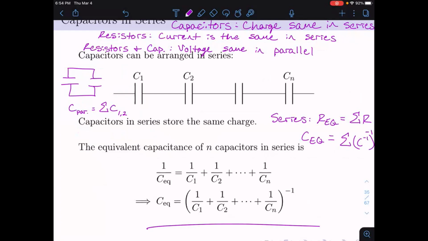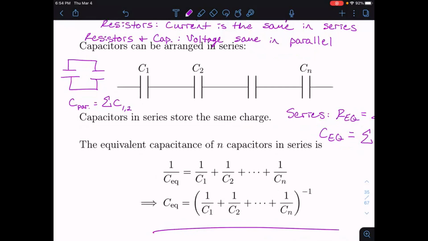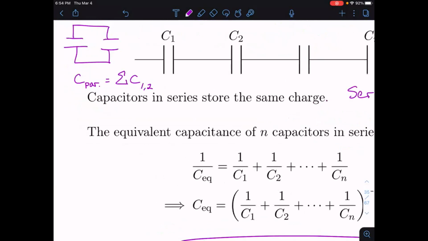What would happen to current of capacitors in series? That's a good point. Remember, current is the flow of charges. So we can't make the same argument and say that current is the same for capacitors in series, because that's not inherently true. Charge is the same for capacitors in series because charge piles up on our capacitor plates.